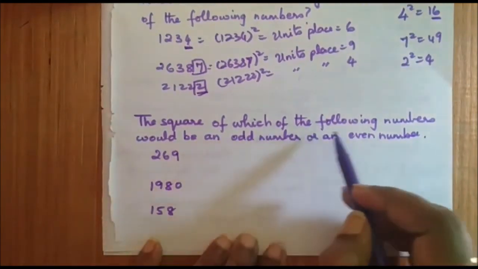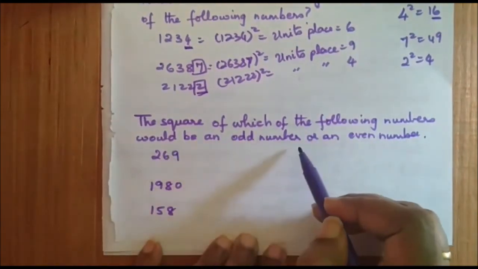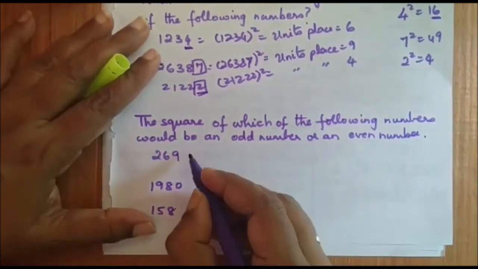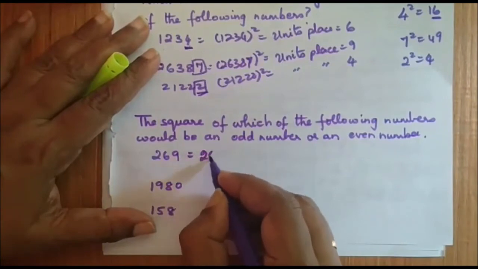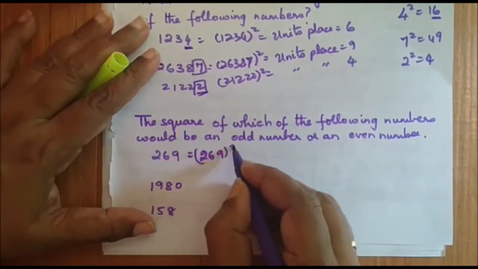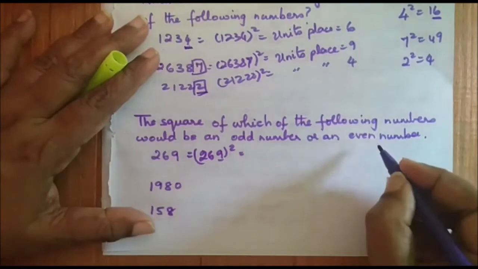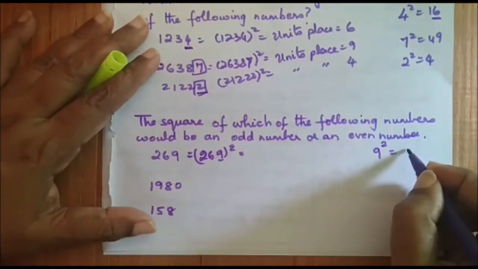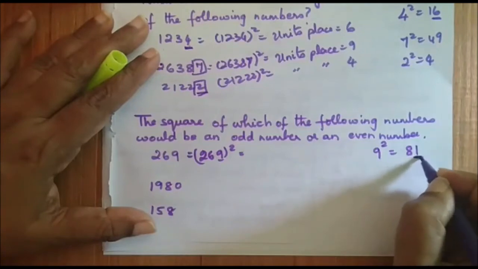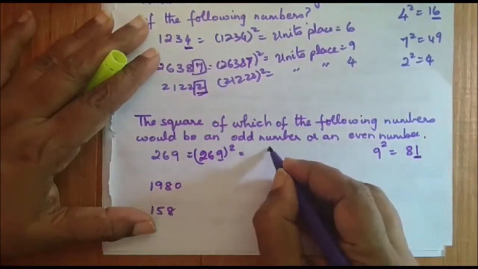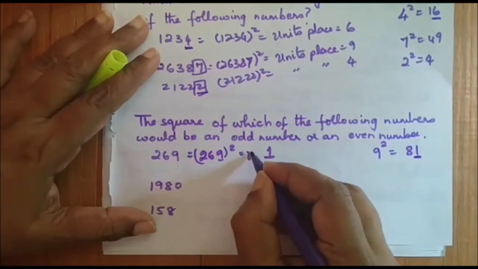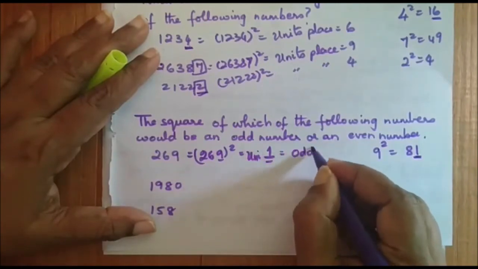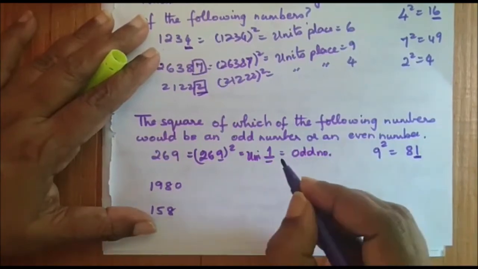The square of which of the following numbers would be an odd number or an even number? Now how do we know the square? 269, isn't it? What is the last digit in this? 9 is the last digit. So what is the square of 9? Square of 9 is 81. So what will be the last digit? 1 will be the units digit. Okay, so 1 means it is an odd number. I hope you understood this.